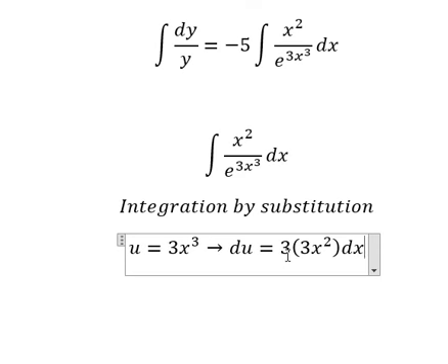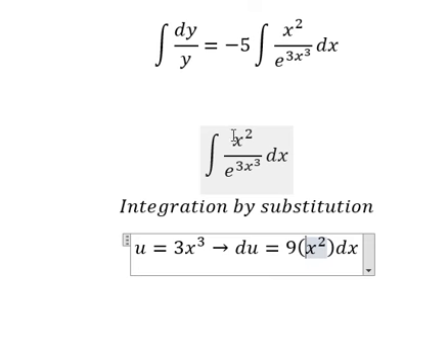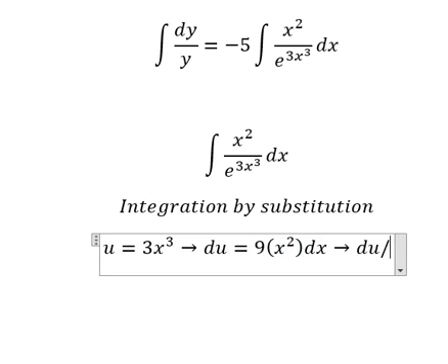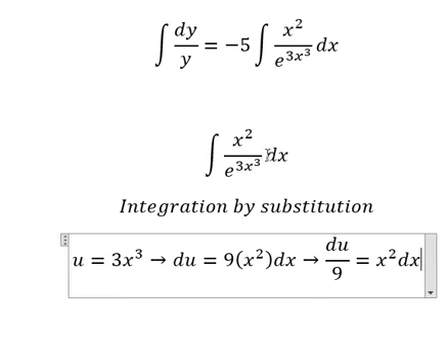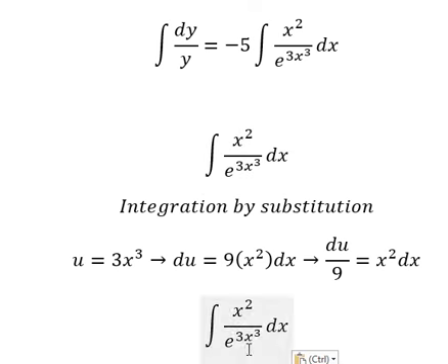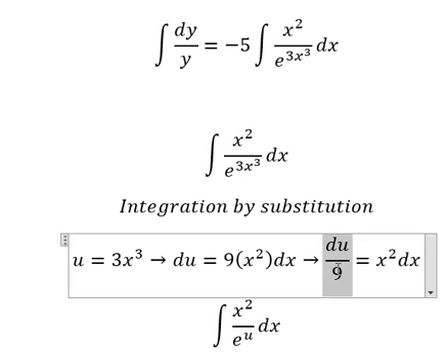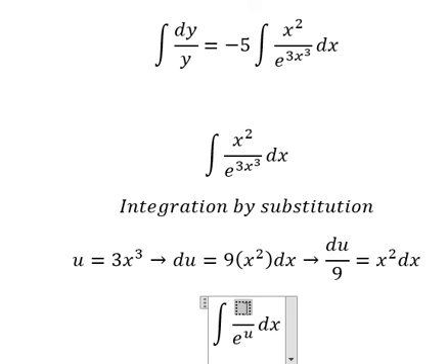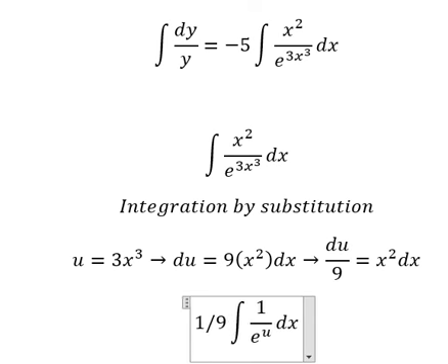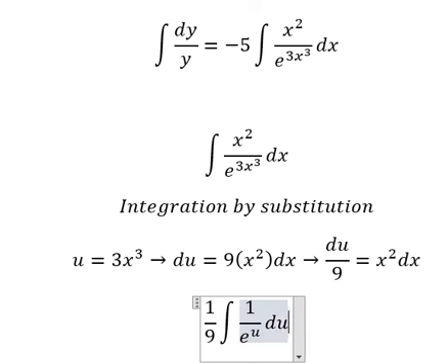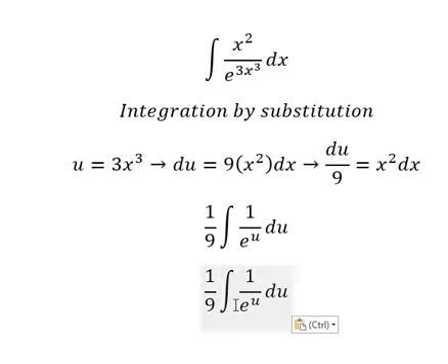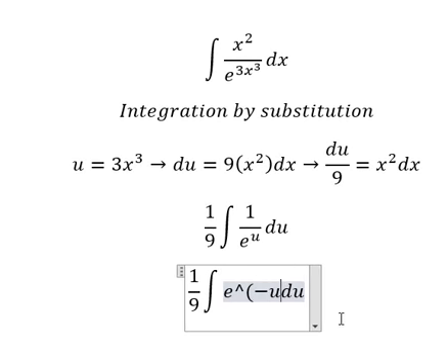Number 3 and number 3, we have number 9. Because we don't have number 9 in here, we divide both sides by number 9. So this one we change by u. x squared dx we change by this one. So this one I can change by e to the power of negative u.